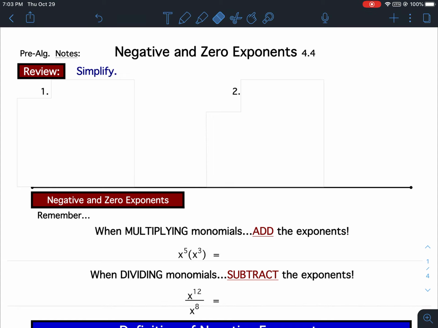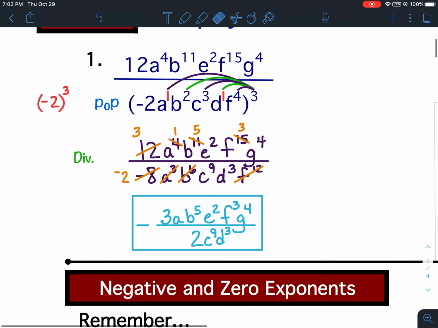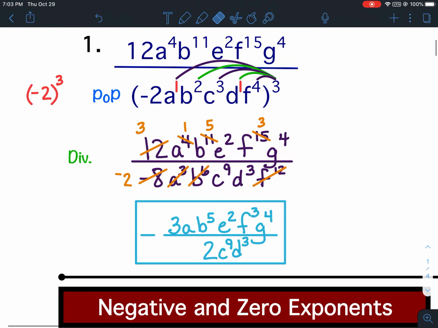All right, now that you are finished, let's check your work. For number 1, the first step was power of a product in the denominator. So I took negative 2 to the 3rd power, and then I multiplied each of the exponents on the inside by the outside exponent. And then the second step was to divide, and my final answer was negative 3a b to the 5th, e to the 2nd, f to the 3rd, g to the 4th, all over 2, c to the 9th, d to the 3rd. If you made any mistakes, pause the video and fix your work.